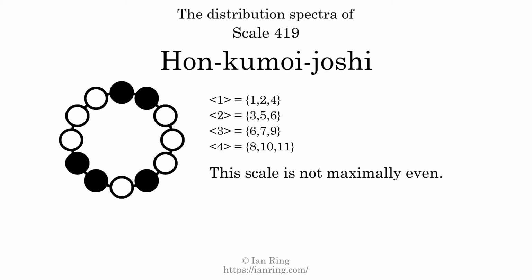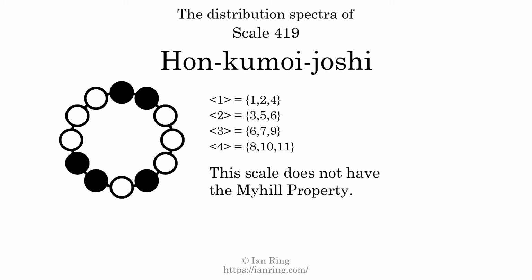Since this is greater than 1, we know that this scale is not maximally even. If every spectrum has exactly 2 specific intervals, we call that the Myhill property. This scale does not have the Myhill property. Since the generic interval ranges overlap, this scale is an improper scale.